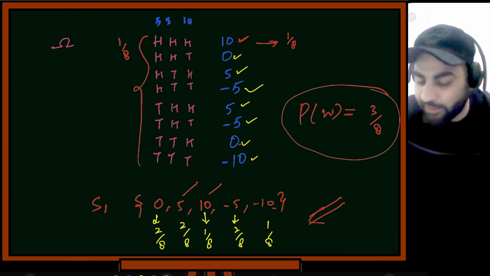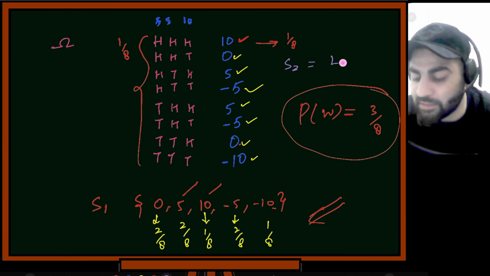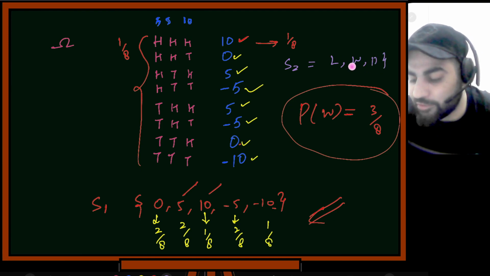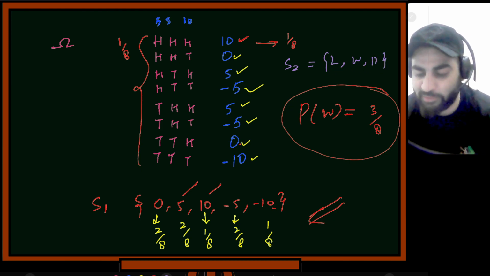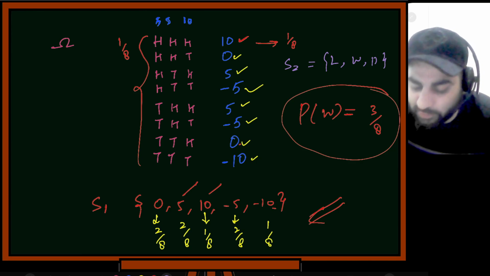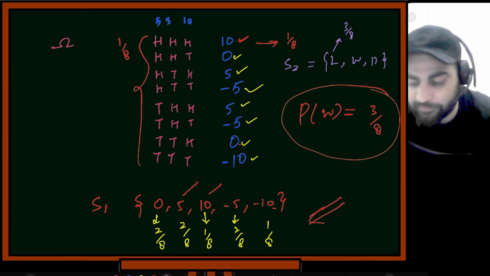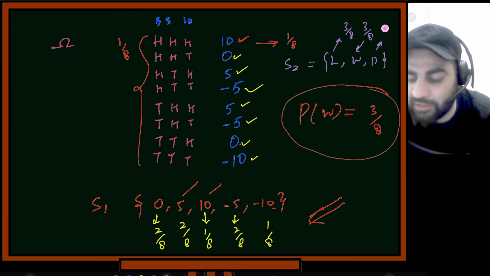Let me write that over here. Sample space 2, let's suppose, was lose, win, or draw. So what's the probability of lose? So you lose over this negative, negative and 5, negative and negative. This is 3 by 8. You lose over here, lose over this, lose over here. So where do you win? You win again 3 by 8 times. You draw the game how many times? 2 by 8 times.